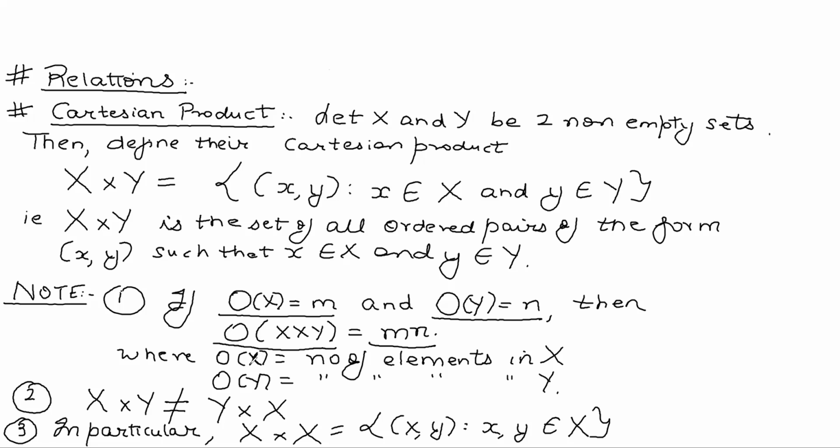Cartesian product of X cross Y will be the set of small x and small y such that small x belongs to capital X and small y belongs to the set capital Y. If the set X consists of m elements and set Y consists of n elements, the Cartesian product consists of m into n elements. Cartesian product of X cross Y is not equal to Cartesian product of Y cross X, and Cartesian product of X with itself is the set of x comma y such that both x and y belong to capital X. Now let's do a practice question on this.